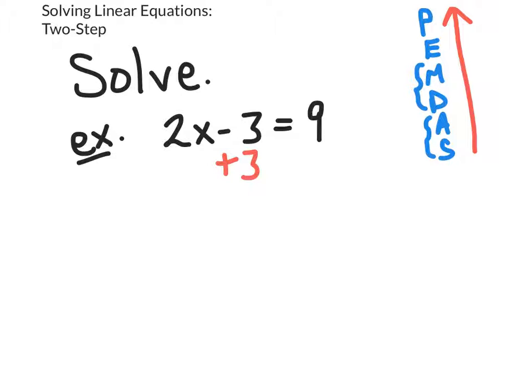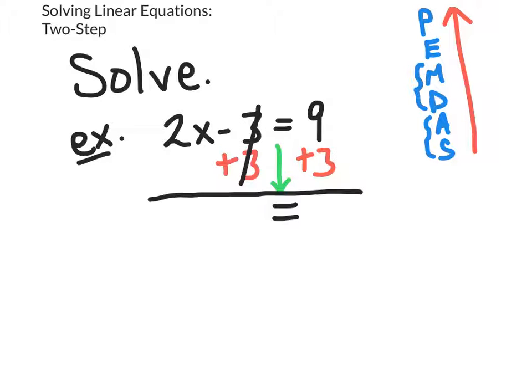The properties of equality say whatever I do to the left-hand side, I must also do to the right-hand side. So because I added 3 there, I'm also going to add 3 there. Now the very first thing I'm going to do is copy down my equal sign, making sure it stays in the middle, and I'm going to draw myself a line across here, and these two values cancel, the negative 3 plus 3. What I'm left with is a 2x here. I'm going to take 9 plus 3, and I'm going to have 12.